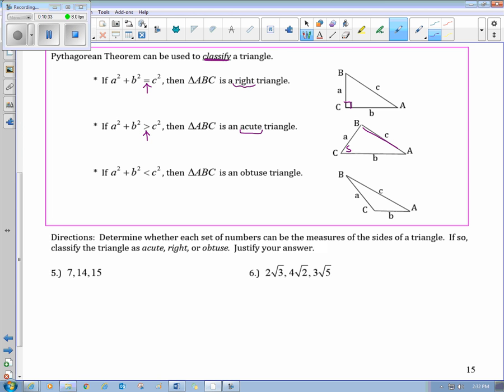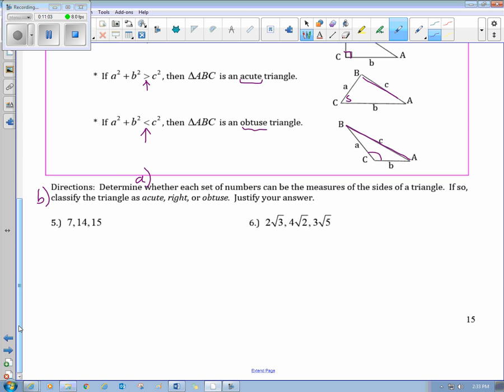If a squared plus b squared is less than c squared, it becomes an obtuse triangle. What that means is that this c has gotten much longer, and as it's gotten longer, this angle's gotten bigger, and if it's bigger than 90, then it has to be obtuse. So in the questions that you see, they ask you to determine, first of all, whether you can actually have a triangle, and then classify it as either obtuse, right, or acute.